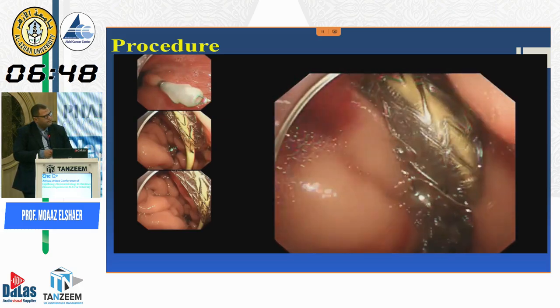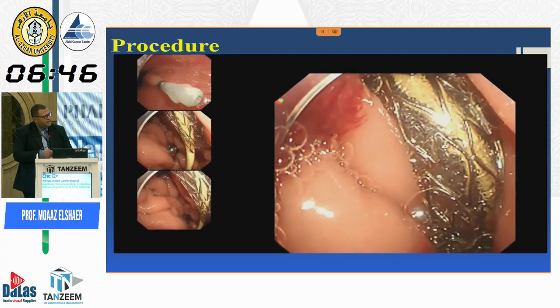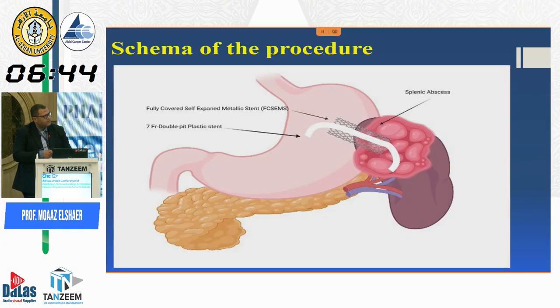This is the metallic stent and inside the double bed stent. This is the schema of the procedure. This is a splenic abscess. This is the metallic stent and inside the double bed stent. Please remember, it is a double bed stent, not a double pigtail stent.